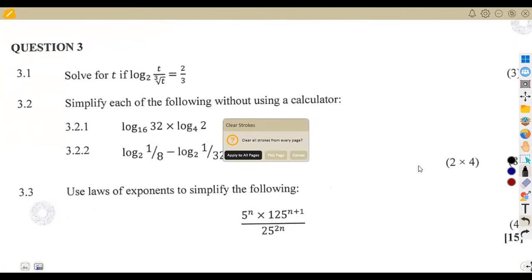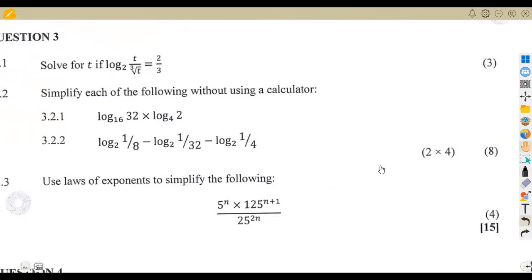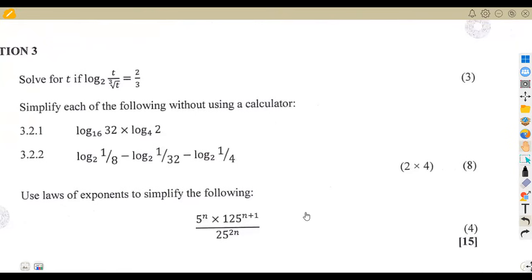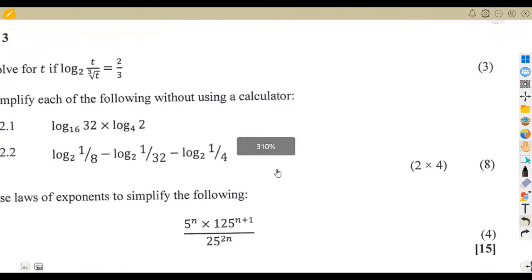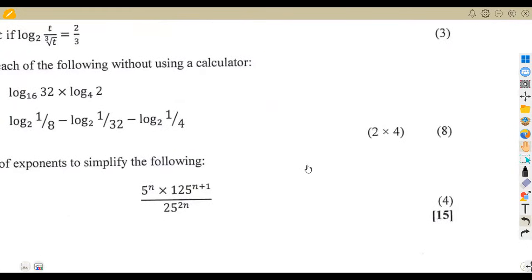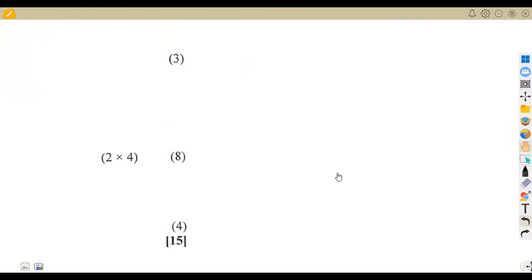All right, so we have another part on the same question, which is question number 3.3. Use the laws of exponents to simplify the following. That was 4 marks to apply our laws of exponents in this case. All right, so how are we supposed to have this? Let's see.